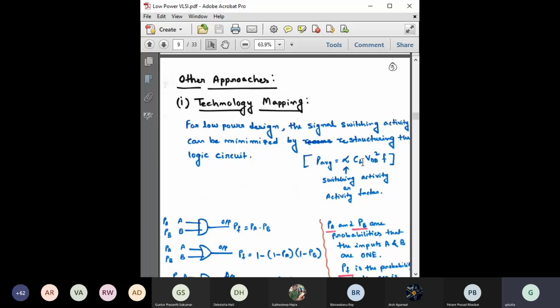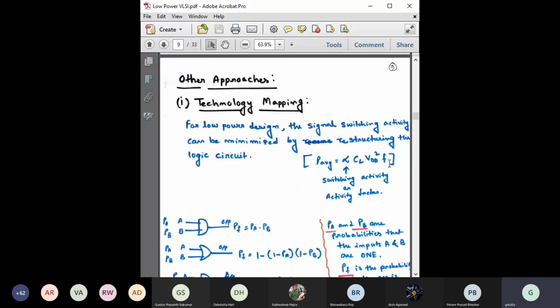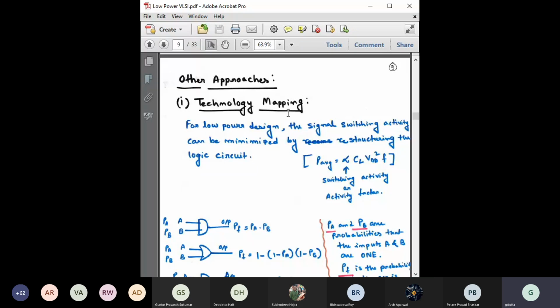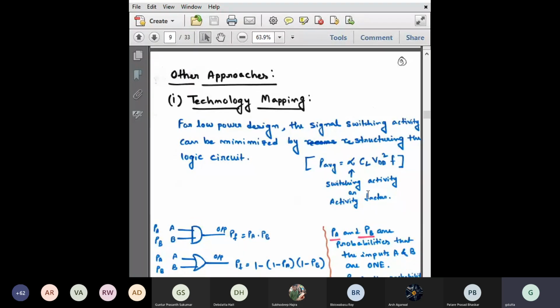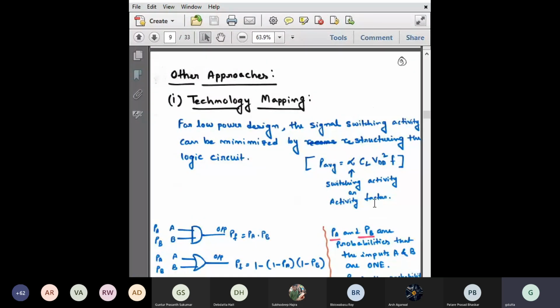During the delay discussion, I think we had a lot of discussion on how you can reduce the CL. Now what about F, frequency? Obviously you can reduce it, maybe this discussion we will take up in the next class. But here in technology mapping, what will we address? We will address this alpha, that is the switching activity only.